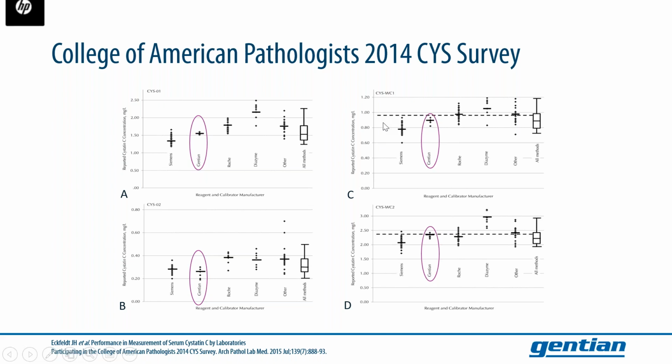Looking here at sample C and D, they have an assigned value, which is indicated by this dotted line here. And you can see that the Gentian Cystatin C measures very, very close to this dotted line here in this sample, and bang on the line here in sample D. So based on these two studies, we can say that the Gentian Cystatin C assay is both accurate and precise.